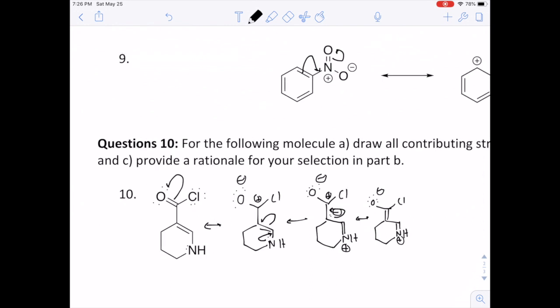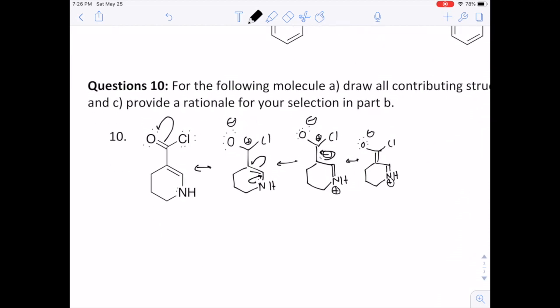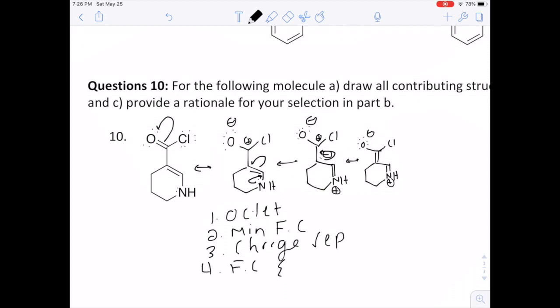So now we have to decide what is the major contributor. The major contributor is the structure that has the overall greater contribution to the resonance hybrid. And then there are 4 sets of rules that we're going to go by. Number 1, Octet Rule. Number 2, minimizing formal charge. Rule number 3, charge separation. And rule number 4 is formal charge on the most electronegative atom. Okay? So we're just going to go down that list of criteria and see what's satisfied.